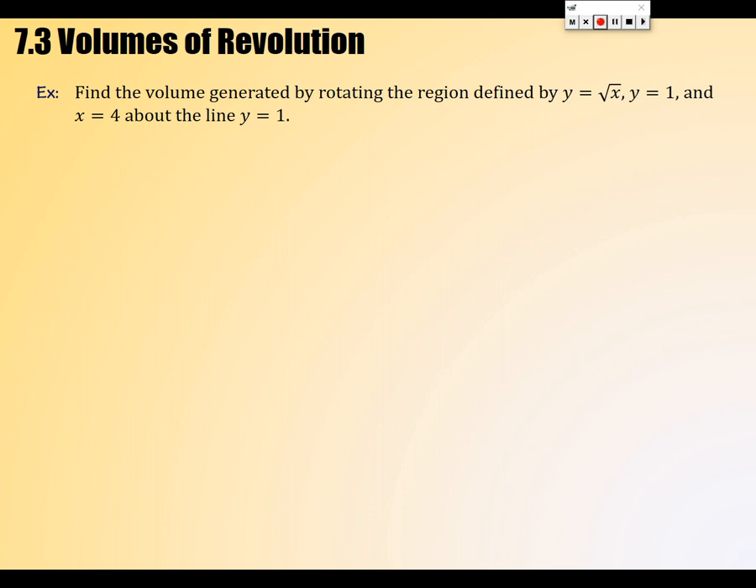Yeah, it's bounded by y equals root x and the line y equals 1. It is not bounded by x equals 4.